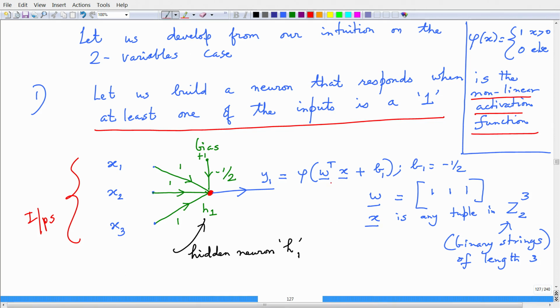So, this is what x is, and I have my bias set to -half, and we will follow the same nonlinear activation that I started off with in the 2 variable case, and that is the Heaviside function. So, let us see how this works. If I have 0 0 0, if I take W transpose x, it is going to be 0 and the bias is -half, it is negative. So, therefore, it pulls to 0, the output is 0, and if at least one of them is a 1.